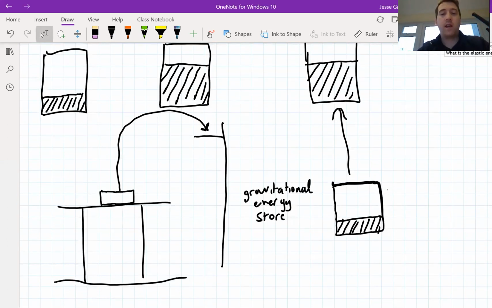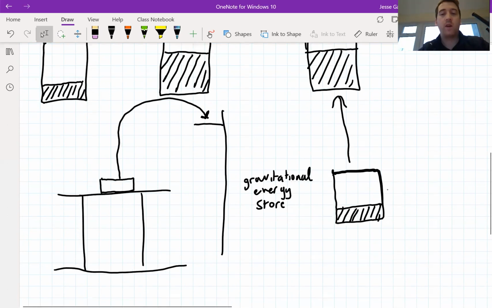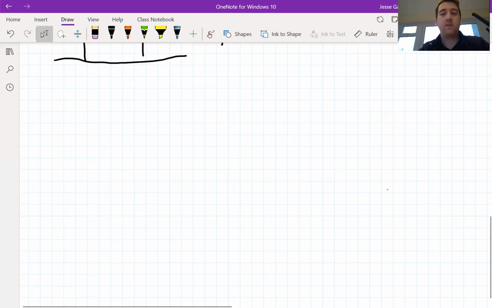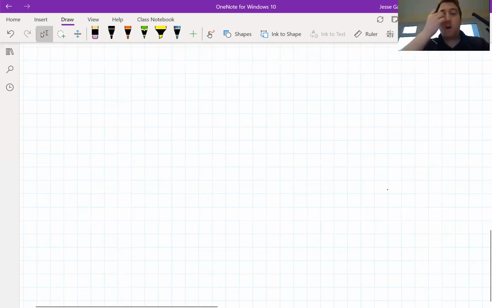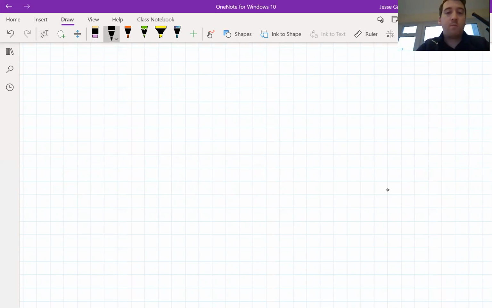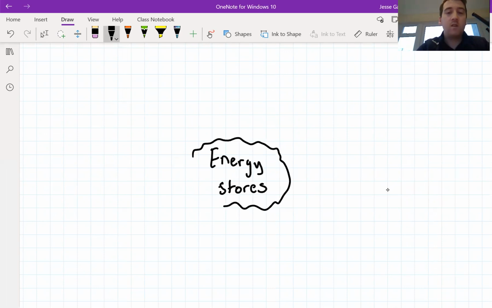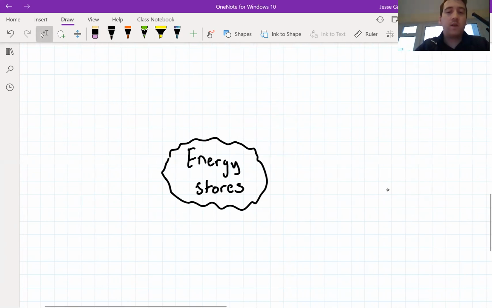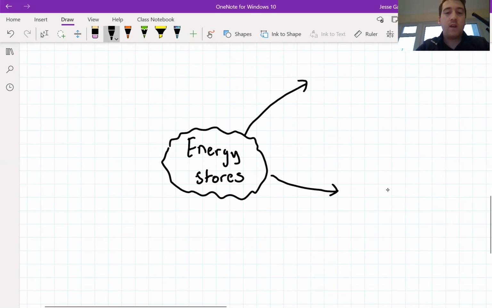Okay, so gravitational energy store is the third energy store. What we're going to do at this point is stop. And what I want you to do, from memory now, is start making a little mind map on your page. I'm going to put energy stores in the middle, and you are going to use arrows to bring it out from the middle. So far, we have looked at 3 energy stores.